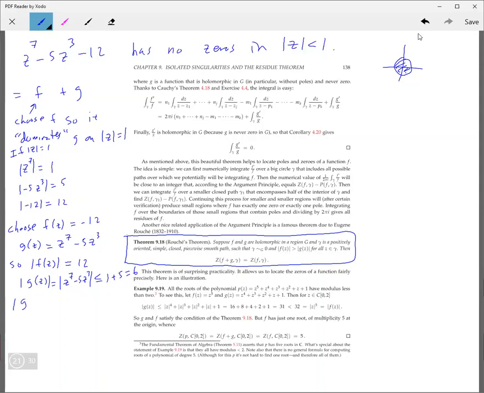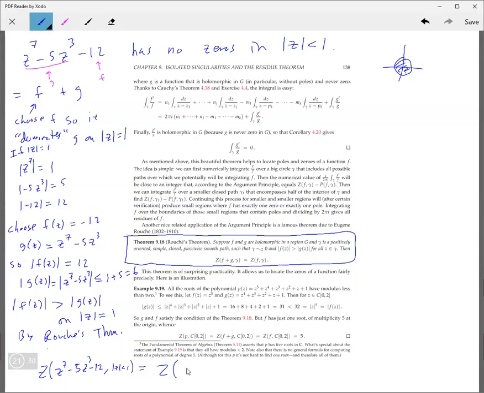So that means that the modulus of f is greater than the modulus of g on the circle. Okay, so by Rouché's theorem, the number of zeros of f plus g, so this is f, this is g, so f plus g is z to the 7th minus 5z cubed minus 12, is going to be equal to the number of zeros of negative 12.